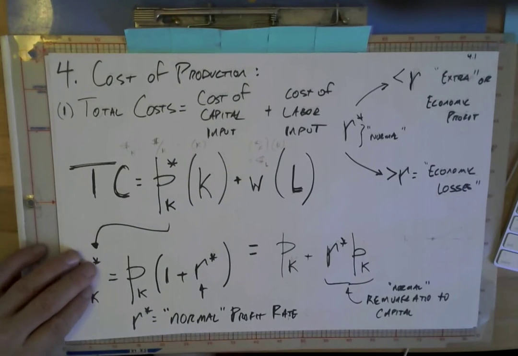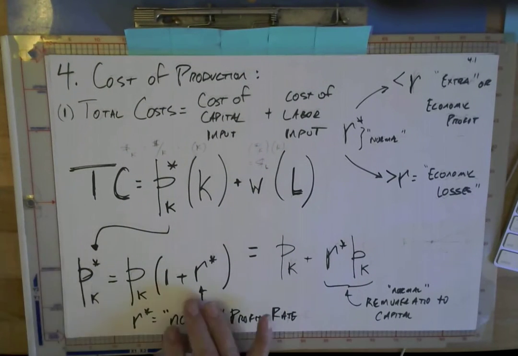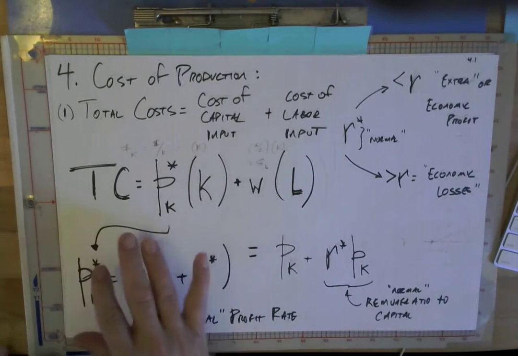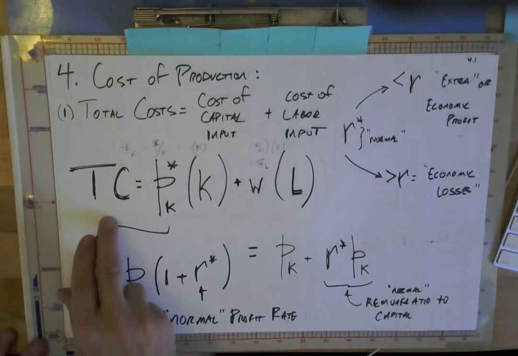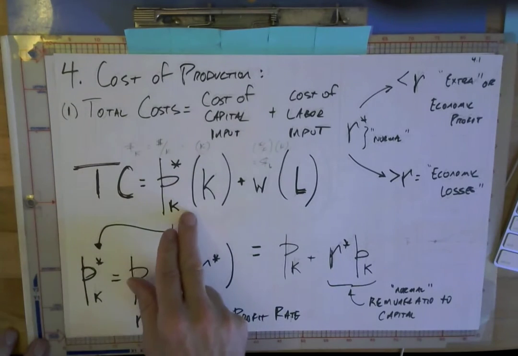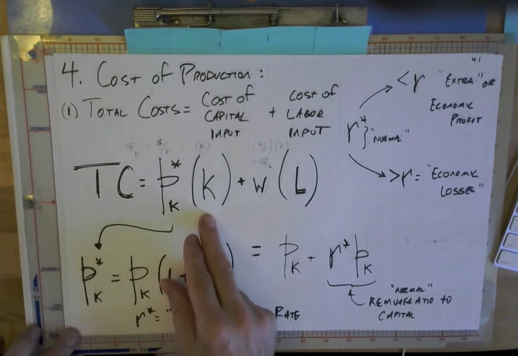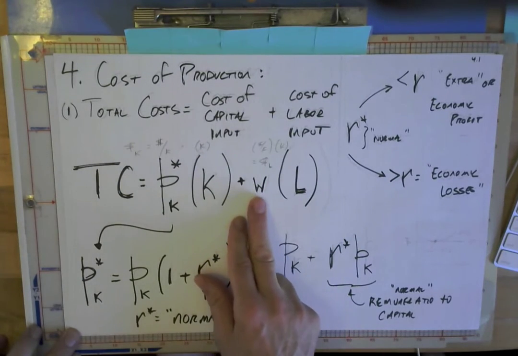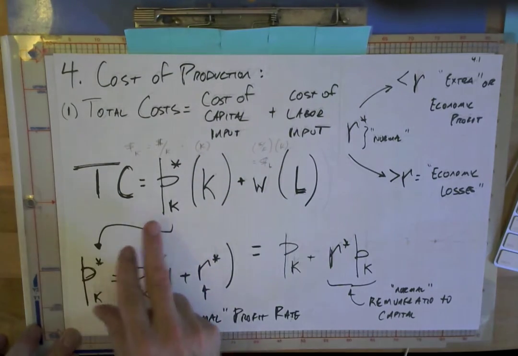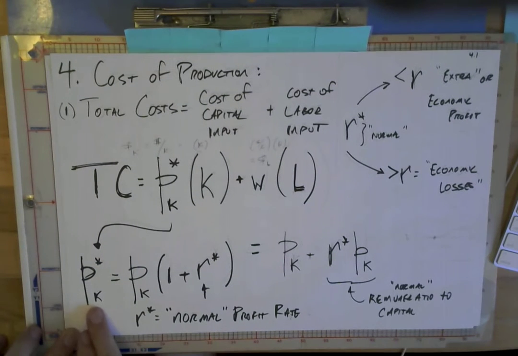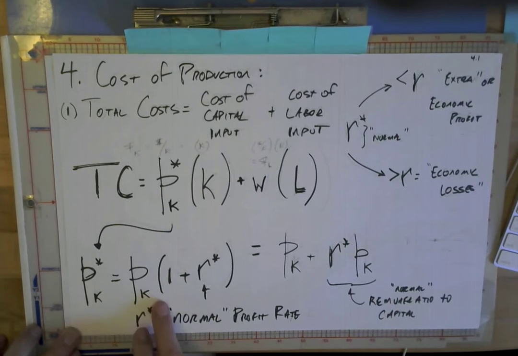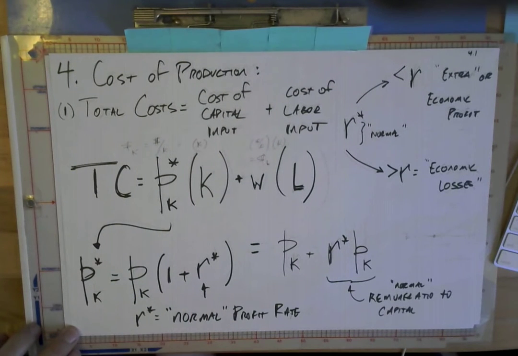In that last video, looking at the cost of production side, we developed the total cost equation. The total cost equation argues that total cost is equal to the cost of capital, which is the unit price of capital times the quantity of capital, plus the total price of labor, the unit price of labor times the quantity of labor, where the unit price of capital is equal to the investment price or the cost price of capital multiplied by 1 plus the rate of profit. That's the normal rate of profit.